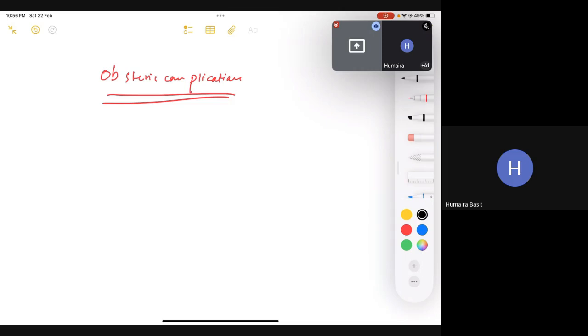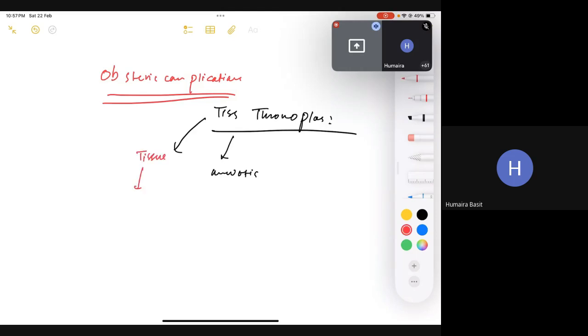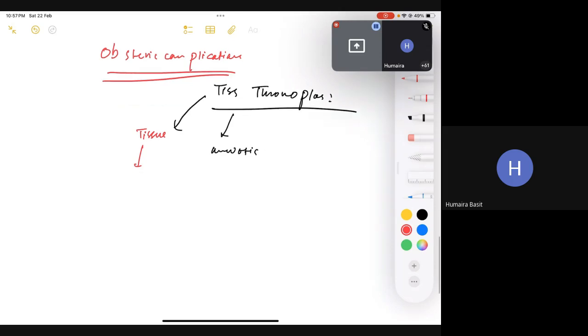Why? Because we discussed that we have tissue thromboplastin in your amniotic fluid as well, right? Tissue thromboplastin is simply a tissue factor, and tissue factor activates your extrinsic pathway. We discussed that yesterday, right? So it can exaggeratedly activate both primary hemostasis with platelets and secondary hemostasis, which can lead to DIC, right? So let's discuss some other causes.